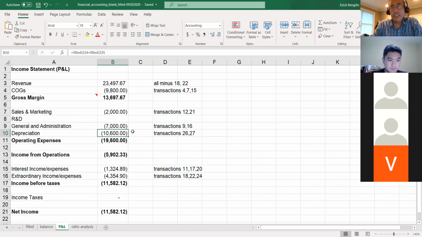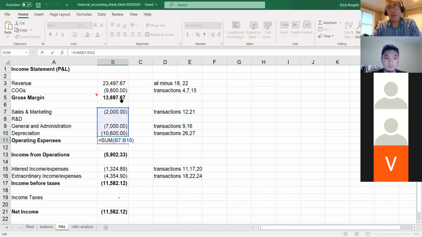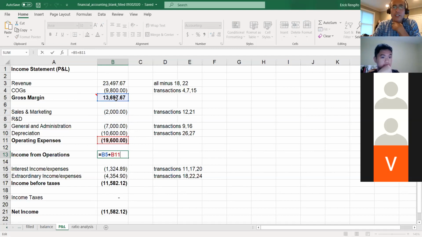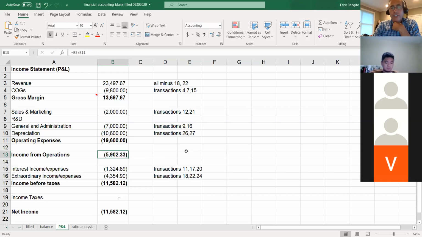I have depreciation, 10,600. So my operating expenses are basically this part here, all the expenses that I need to make in order to support my activities. In this case, they are equal to $19,600. So my income from operations, from here I can see, guys, that I'm losing money already. I created 13,000, I spent 19,000, so I'm at a negative 5,902. Well, I have interest income or expenses, so I have interest I need to pay.